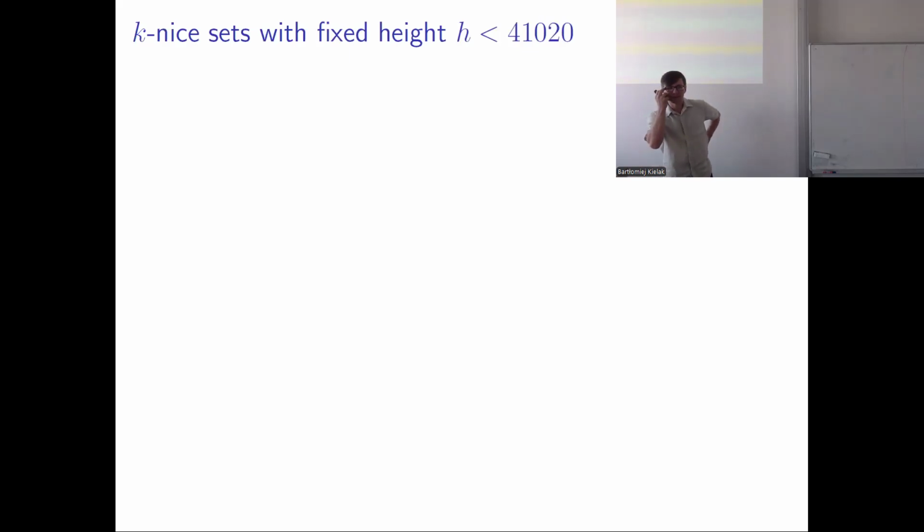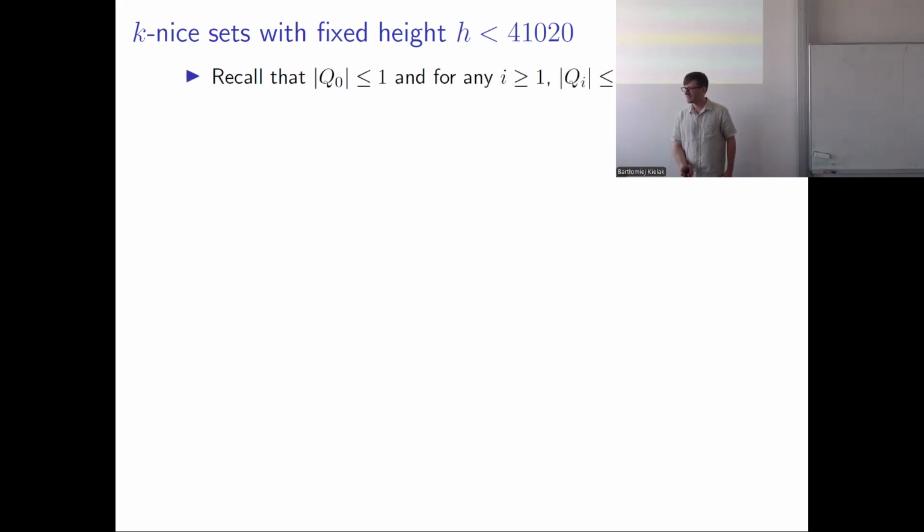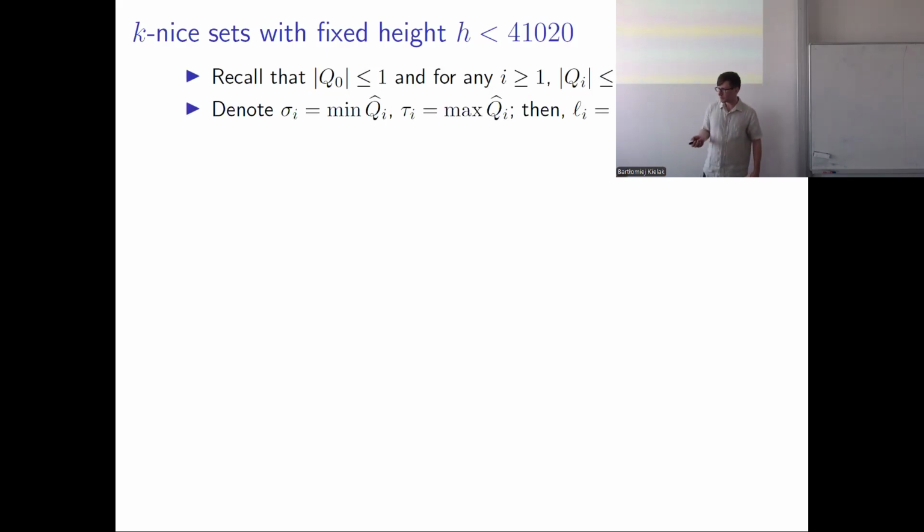So let me briefly discuss what happens next, because now we know that we can restrict our attention only to sets which have some fixed height, which is kind of small, but maybe not too small. Recall that we have this bound, which is actually true in general, on the number of points at level i. Now I would like to write this length Li as the difference of endpoints. I define sigma i and tau i as the minimum and maximum of this segment at level i when I take the convex hull.